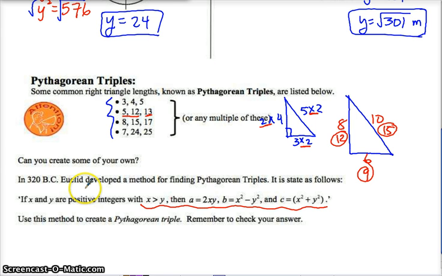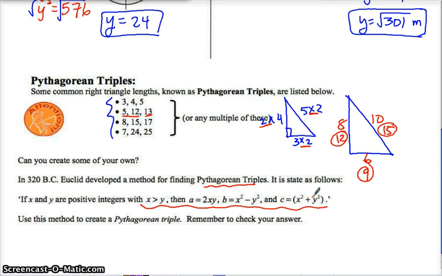Now, believe it or not, there is a relationship between the two legs and the hypotenuse, and it was discovered in 320 BC, when Euclid developed a method of finding Pythagorean triples, and this is what it is. If x and y are positive integers with x being greater than y, then you can find one length of a leg by multiplying 2 times x and y. You can find the other length of the leg by taking x and squaring it and subtracting the square of y from it. And you can find the hypotenuse by taking x and y, squaring them and adding them up.